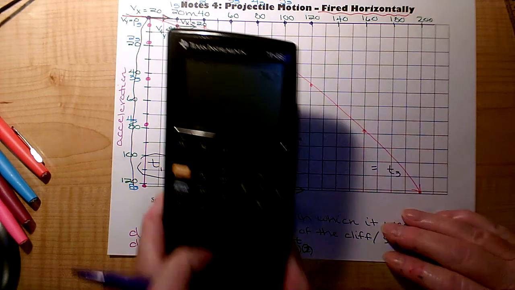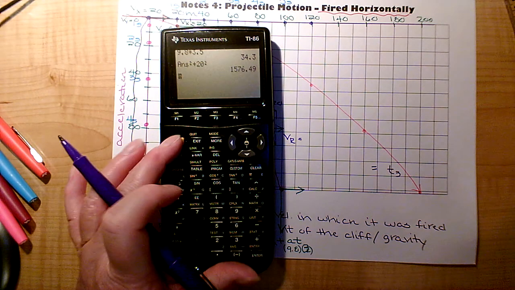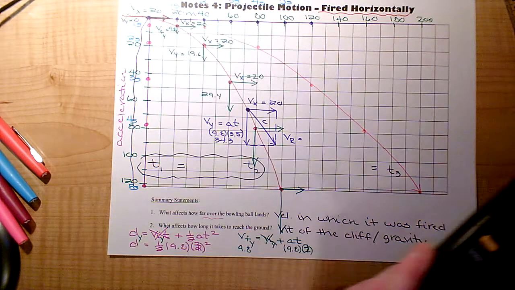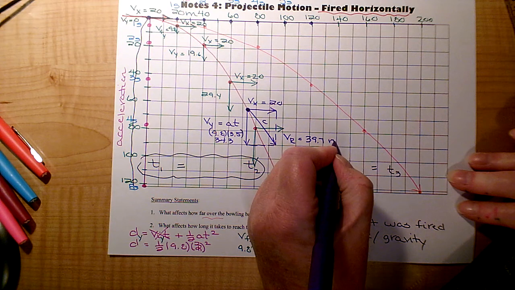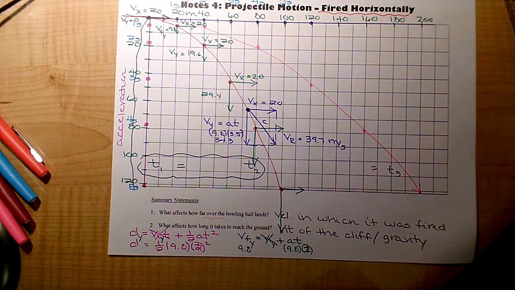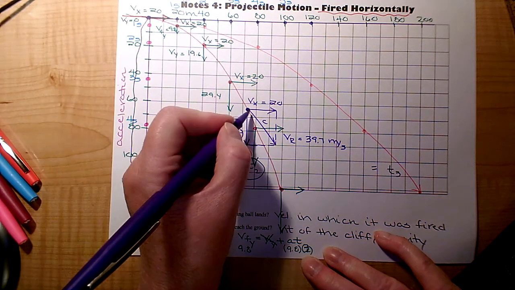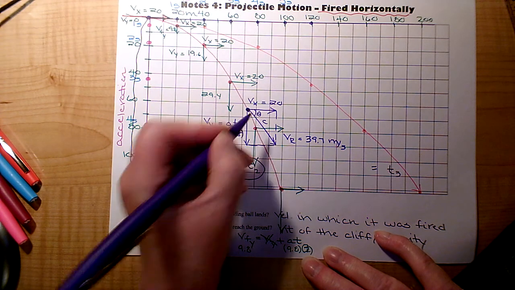So I'm just going to do a little Pythagorean theorem. So we'll square that, plus 20 squared. And the velocity of the bowling ball is 39.7. So we'll write that down, 39.7 meters per second. And I notice that the bowling ball is not falling straight down. It's kind of like arcing down at an angle. So I'm going to call this my descriptor angle.